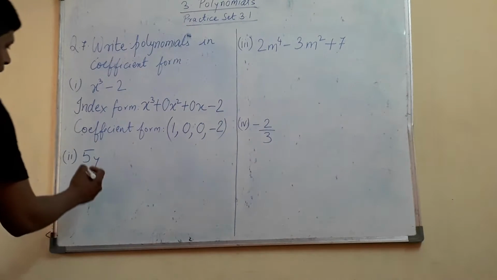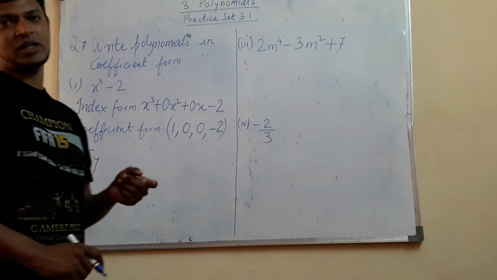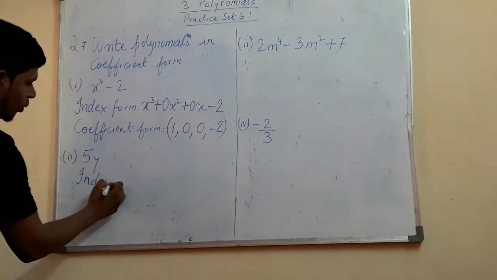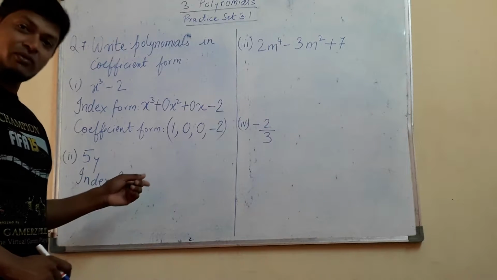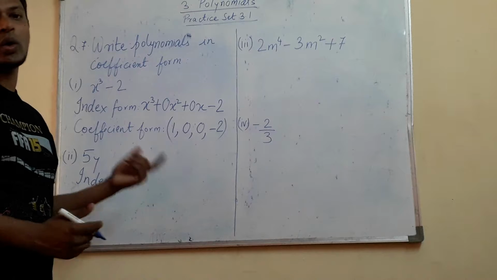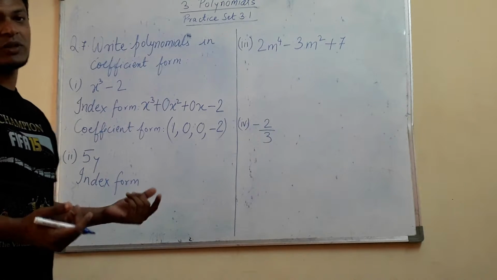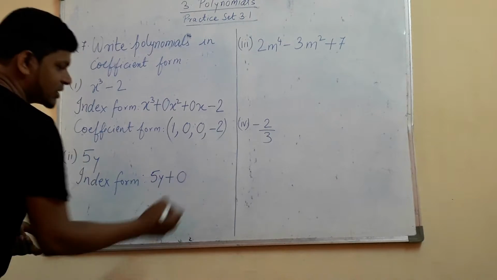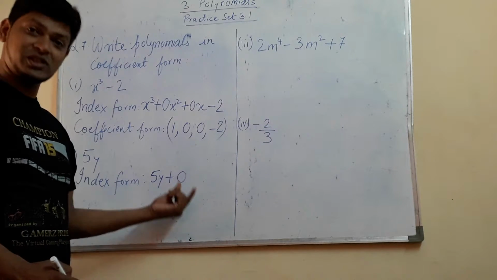Okay. Next, pi y. First we have to write it in the index form. To write it in the index form, we have to see what is the missing term. As we can see, it is already y raised to 1. So the next term will be y raised to 0, that is the constant term. But the constant term is not written, so we will take it as 0. So we can write the index form as pi y plus 0. The constant term was not written; instead of that, we have taken it as 0.